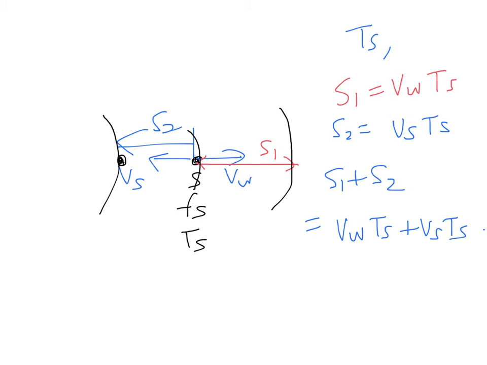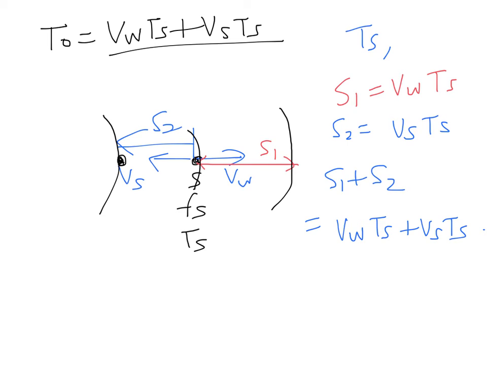So therefore, the observed period between two wave crests would be the distance between the two wave crests, Vw Ts plus Vs Ts, divided by the speed of the wave, which is Vw. So now let's factorize the Ts, and you will get Vw plus Vs over Vw, and the whole thing times Ts.